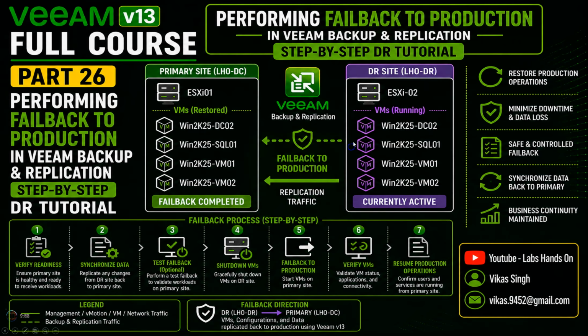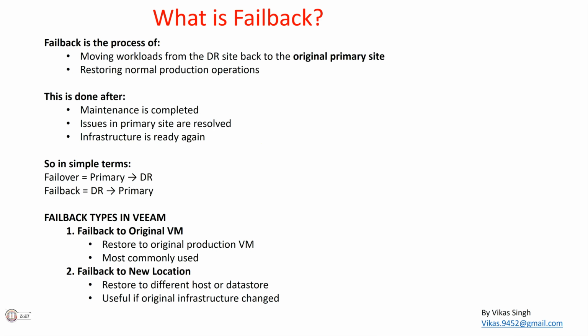So now let's start with a very basic concept. What is failback? Failback is the process of moving workload from the DR side back to the original primary site and restoring normal production operations. This is done after maintenance is completed, the issue in the primary data center is resolved, and the infrastructure is ready again for the workload. In simple terms, failover means primary to DR, and failback is DR to primary.